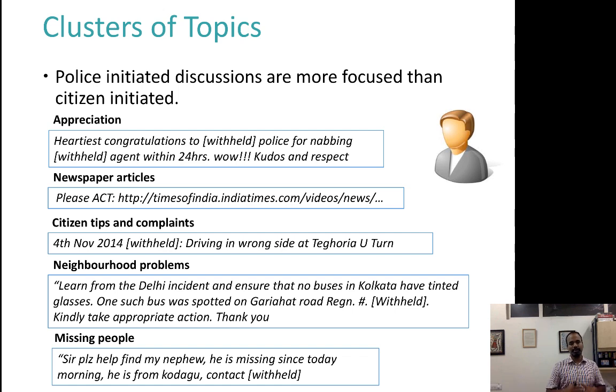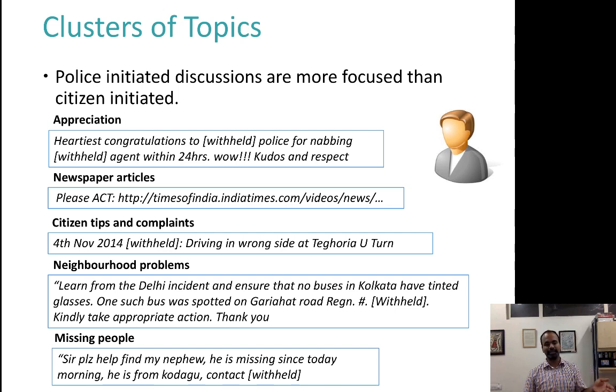If you look at the citizens' ones, the topics are quite diverse. Understandably, it's very intuitive that the topics coming from citizens are much wider than the police's. But the police-initiated discussions are more focused than citizen-initiated.